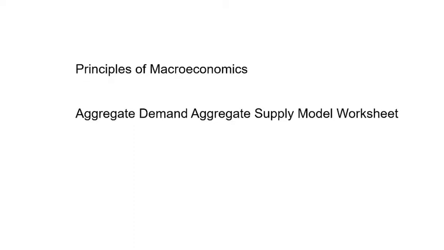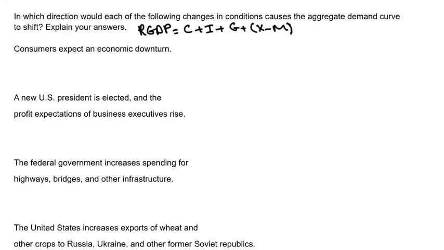Let's try to understand the aggregate demand, aggregate supply model using this worksheet. In this example, we will only work with the demand side of the economy and try to understand the factors affecting aggregate demand. So, what's aggregate demand? It is the right-hand side of our main equation, that is C plus I plus G plus X minus M. So the entire thing on the right-hand side is aggregate demand.